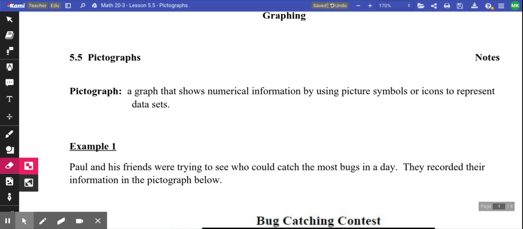All right, welcome to unit 5, lesson 5, which is pictographs. So we're going to basically be taking information and turning it into little picture graphs. Probably the easiest of all of our graphs. It's basically just another way of representing the data other than using numbers.